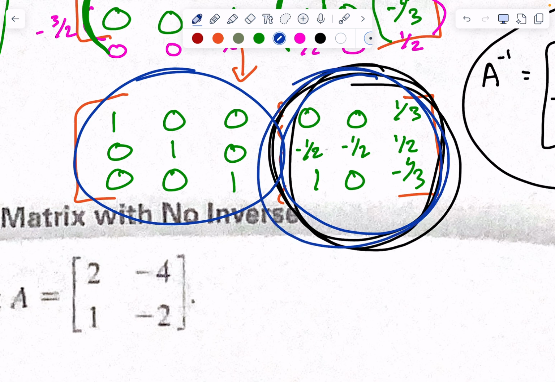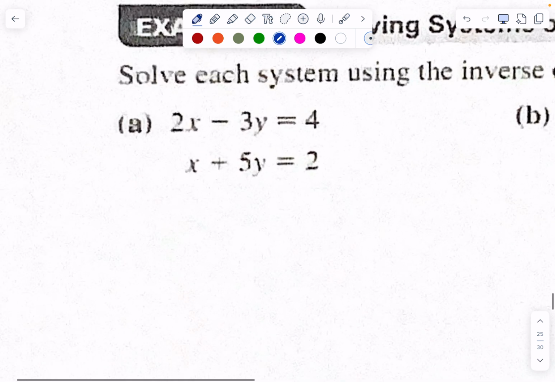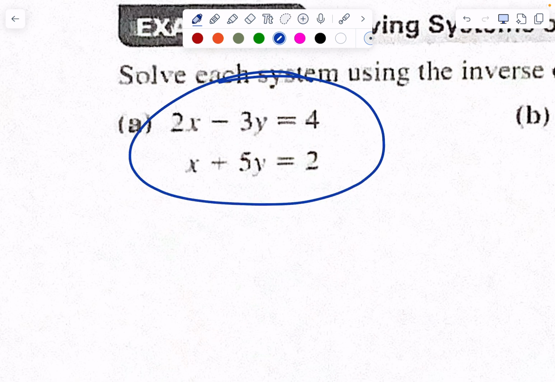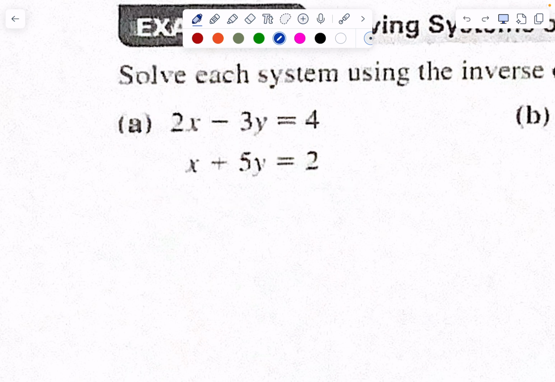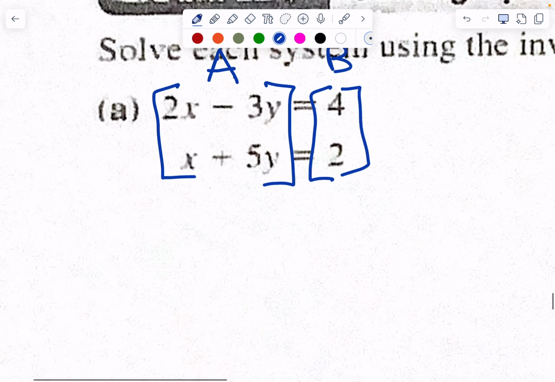Now, how do we use that to solve anything? Let's say we have example 4, and we've got this system. I'm not going to put it in matrix format, but we're solving for x and y. We know a bunch of different ways of doing that, like substitution and elimination. What I'm going to do is say that this is matrix A over here, and this is matrix B over here. So the solution is B, the x's and y's are A. Got it? So A is 2, -3, 1, 5.